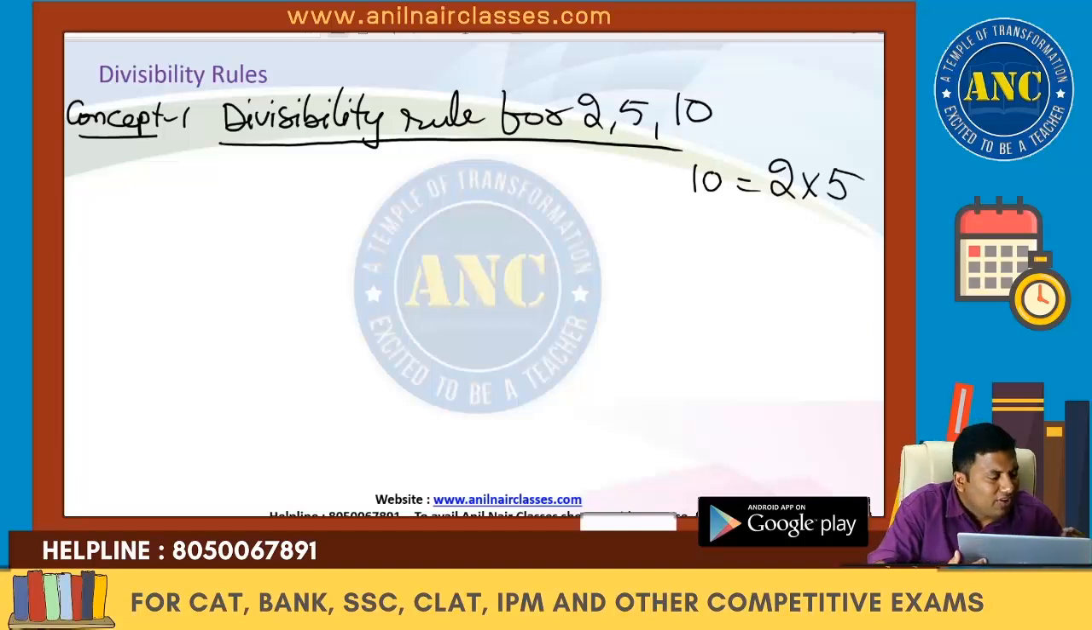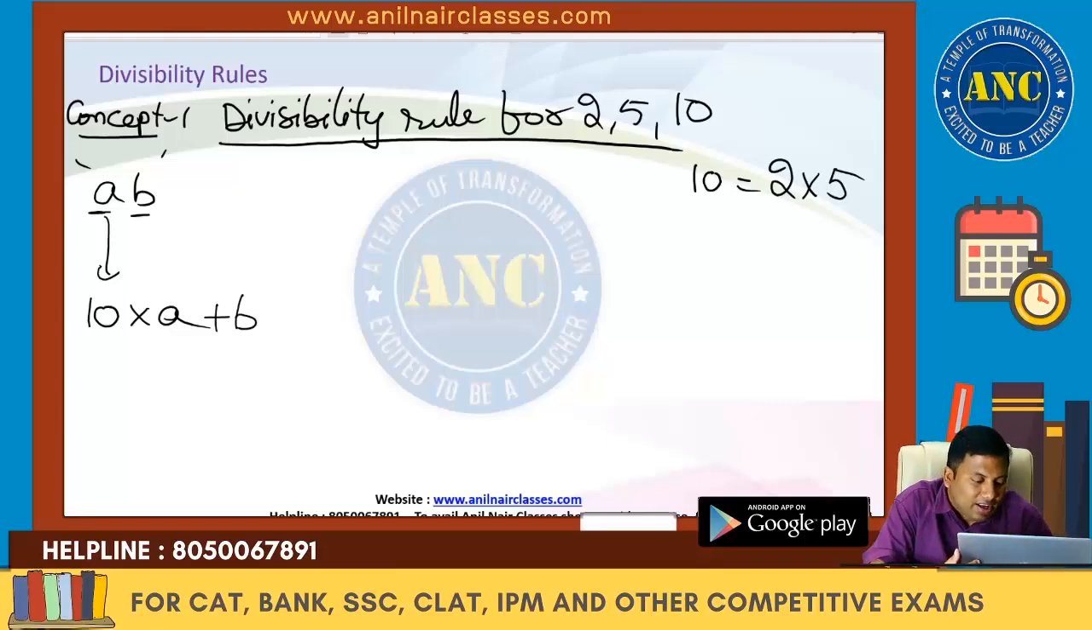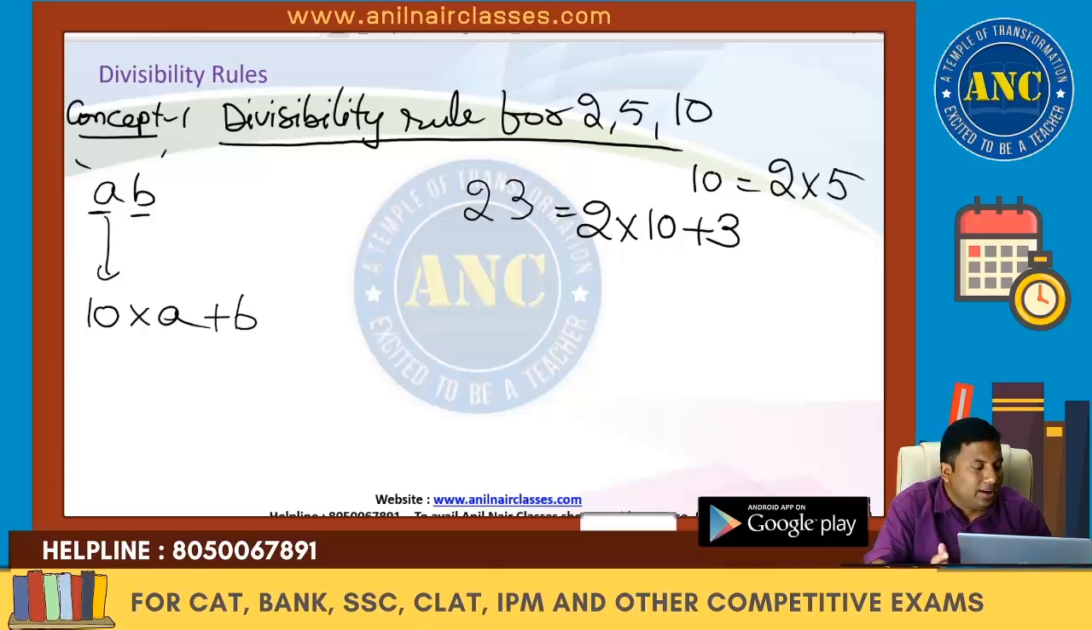Now first we will take a 2-digit number. Let there be a 2-digit number AB. B is there in units place. A is there in tens place. So the value of A will become 10 into A, because A is there in tens place, the value of A will become 10A. This can be written as 10A plus B. Am I right? For example, 23. 2 is there in tens place, so the value will become 2 into 10 plus 3. Am I right? 10A plus B.